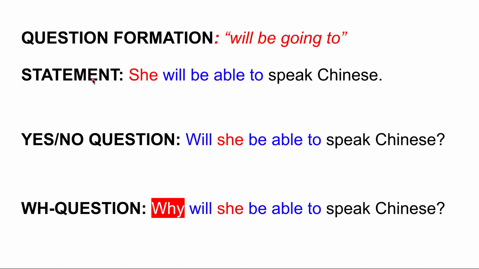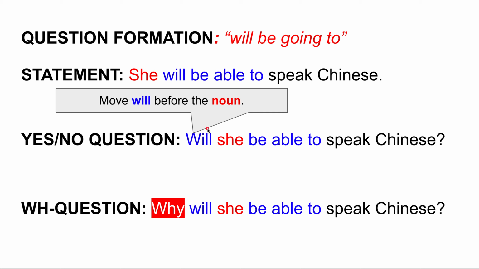Let's look at question formation with will be able to. If we make a statement, she will be able to speak Chinese. If we make a yes/no question, we move will before the noun. Will she be able to speak Chinese?